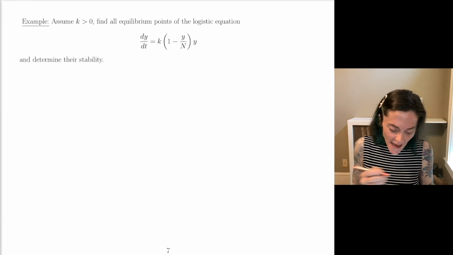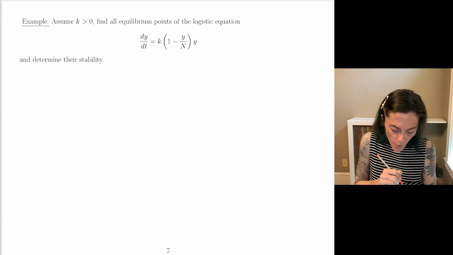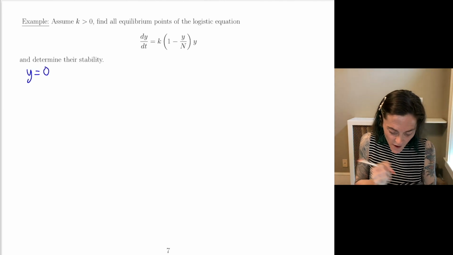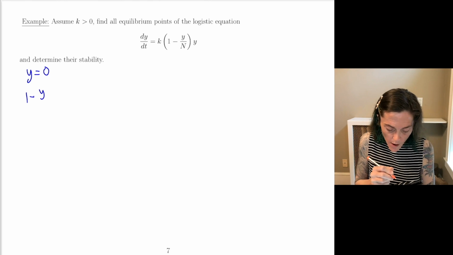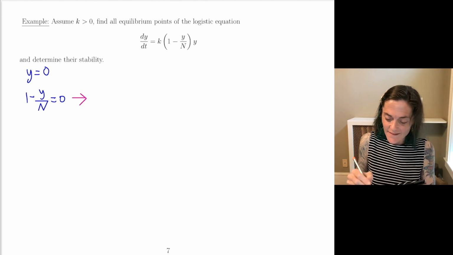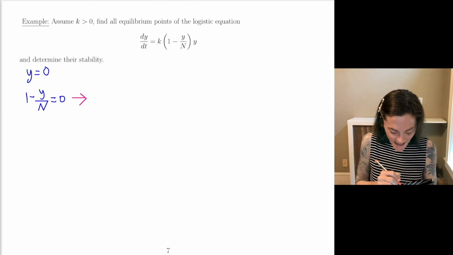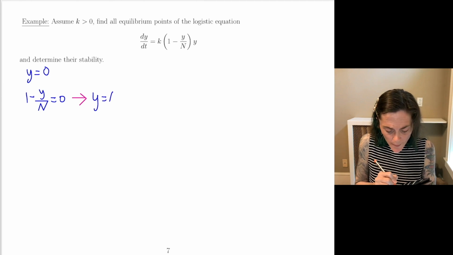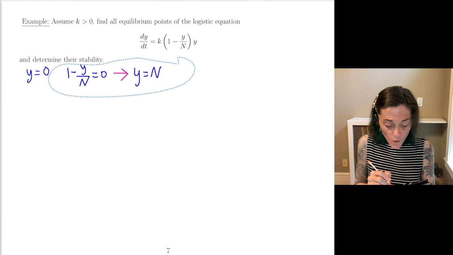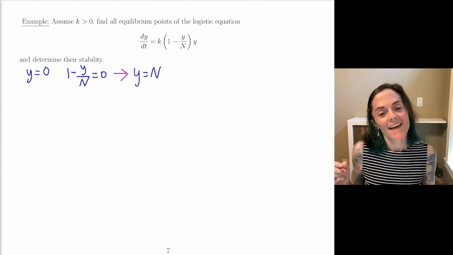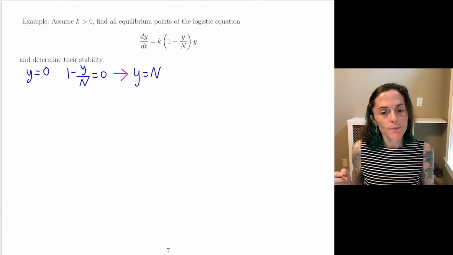Well, you see it's already factored. So the equilibrium points are y equals 0. And we can solve this one: 1 minus y over capital N is 0. This would say y equals N. So my equilibrium points are 0 and the carrying capacity N. Now let's determine their stability.